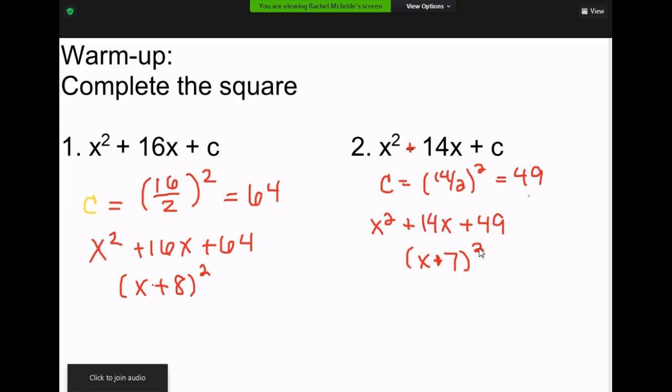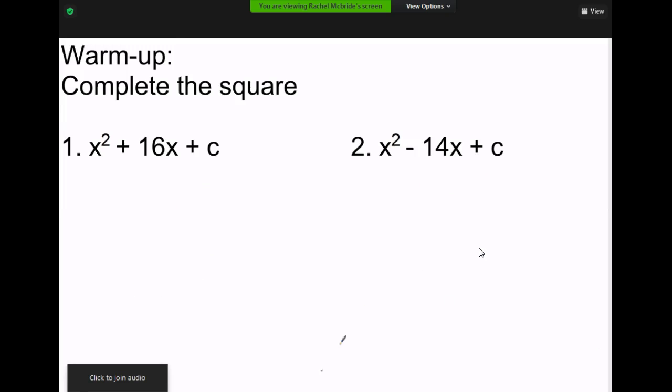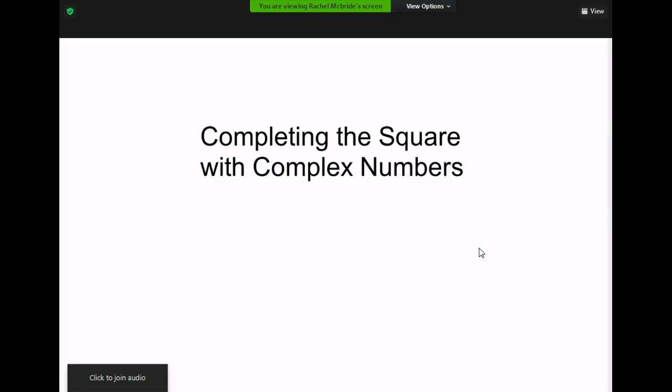Okay. So our goal again for today is to complete the square, but now we are going to solve by completing the square, and some of our answers may have complex numbers. So that's why before we learn lesson 5.5, we also learn lesson 5.4. So we're going to complete the square today to see if we get real or non-real solutions.